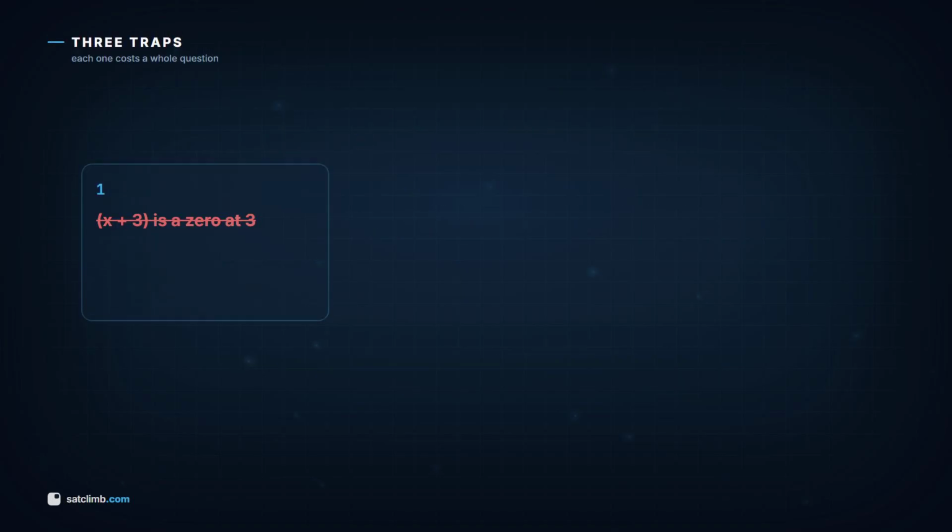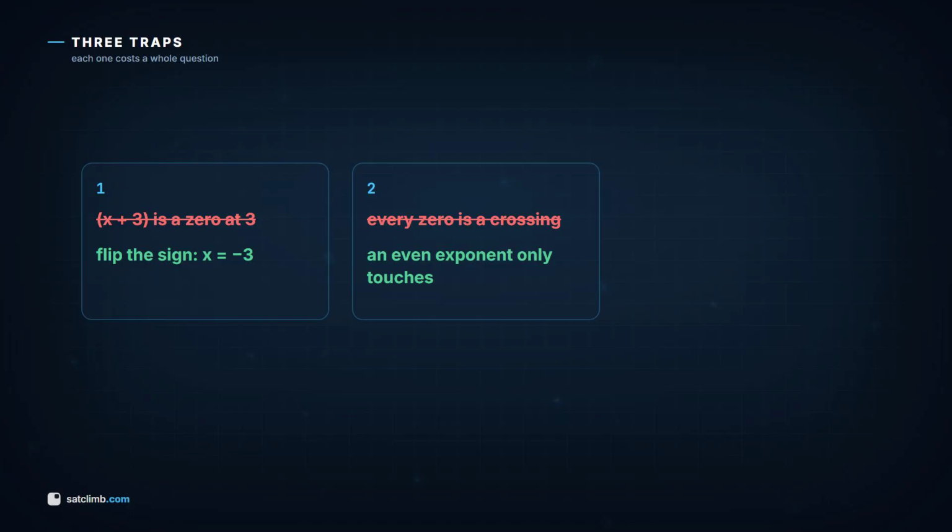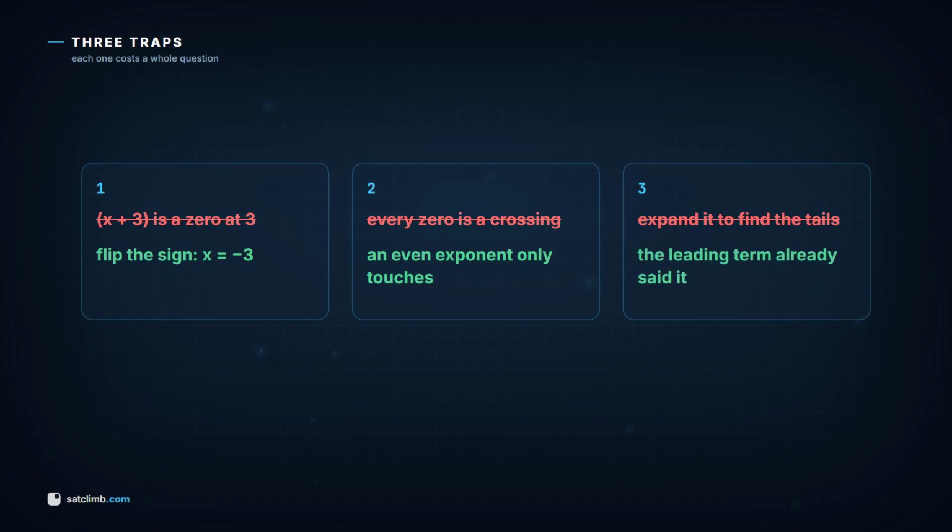3 traps. 1. The sign. X plus 3 is a 0 at negative 3, not positive 3. 2. Assuming every 0 is a crossing. An even exponent means the graph only touches. 3. Expanding the whole polynomial to find the tails when the leading term already told you. Read the factors, not the product.